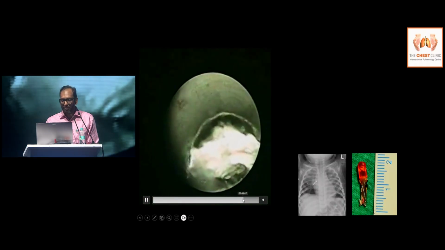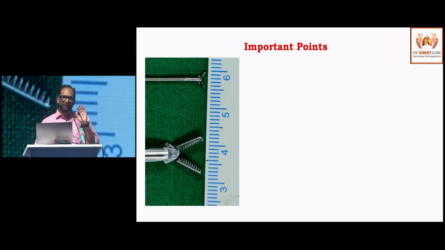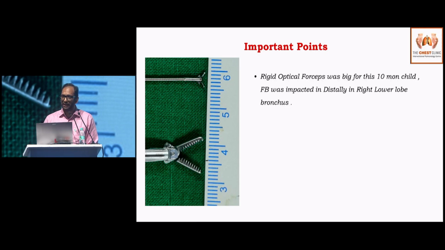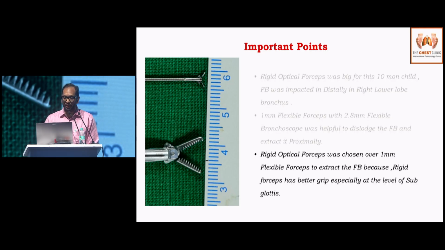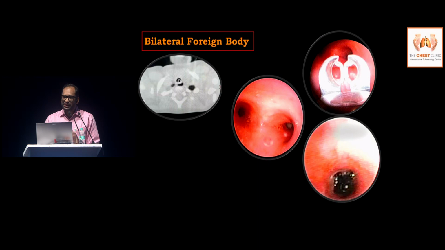The point I wanted to make here is that sometimes your rigid bronchoscopy can fail. The reason is that it is a distally impacted foreign body in a 10-month-old child. The optical forceps was too large to open there, whereas a small 1 mm biopsy forceps was enough to open there and get the foreign body proximally. So this is what I want to convey.